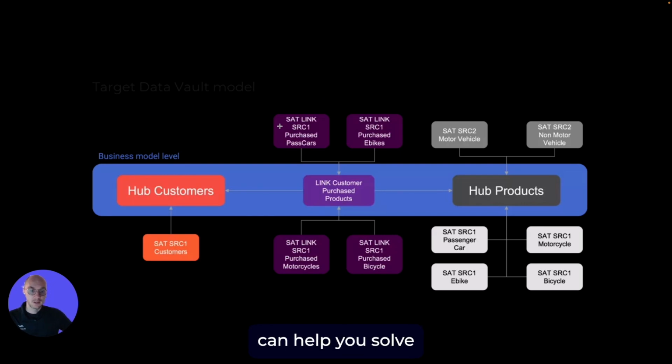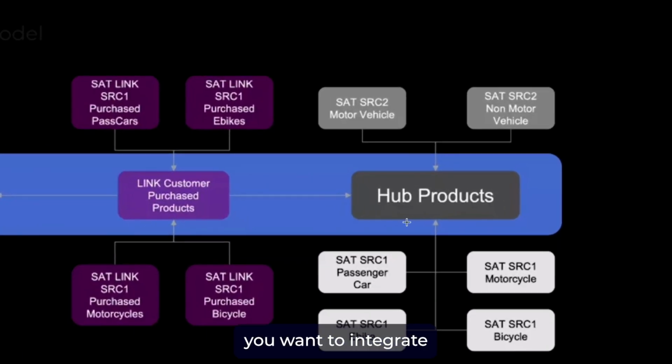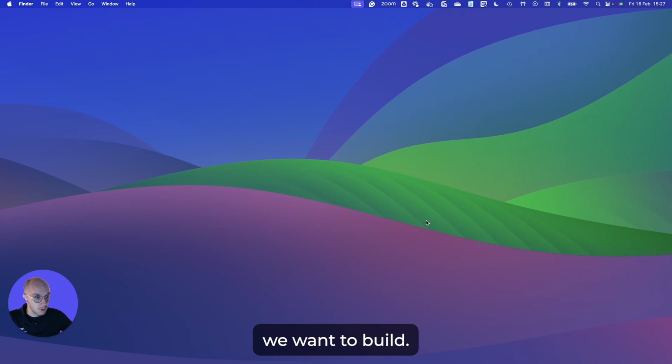Now, Data Vault can help you solve that problem. What you need to do is create one hub at the top level of the taxonomy, the level at which you want to integrate, and then get or create a new satellite for every single source that talks about that product range. So in here you get a hub products, 2 satellites coming from the ERP system, and then 4 additional satellites coming from our sales system. So that's what we want to build.